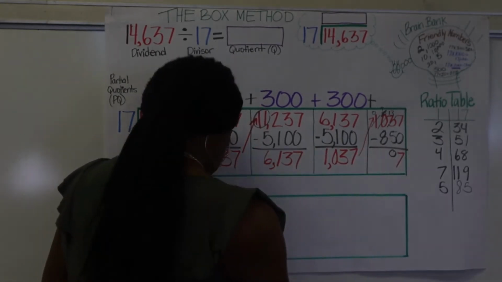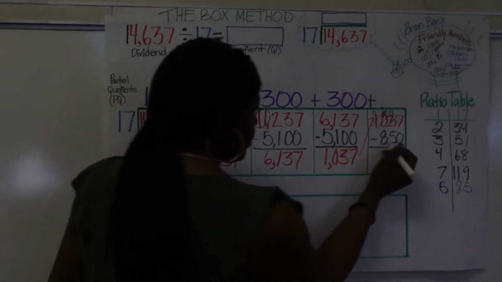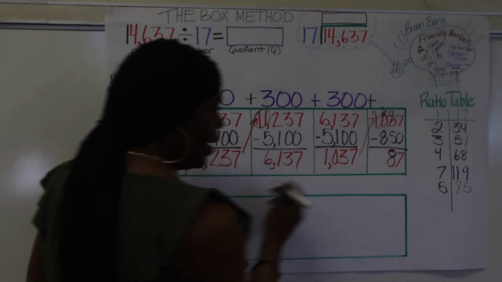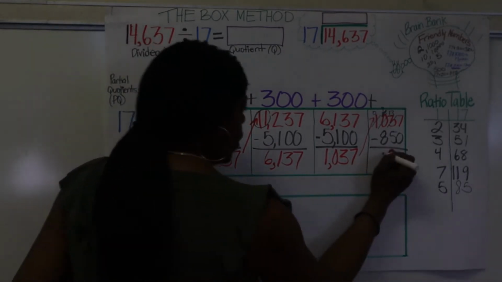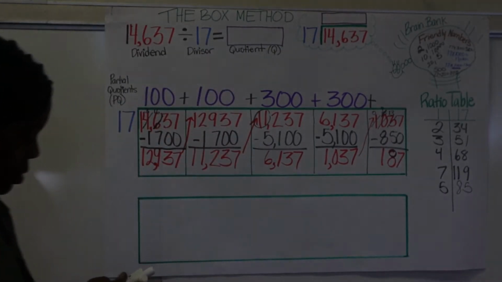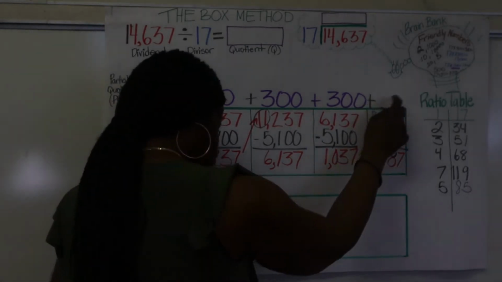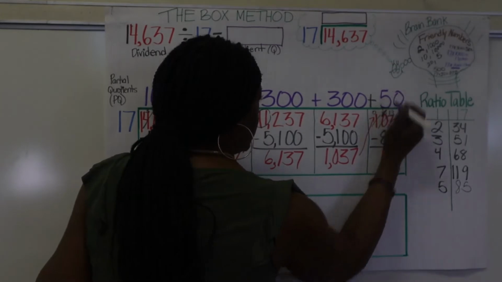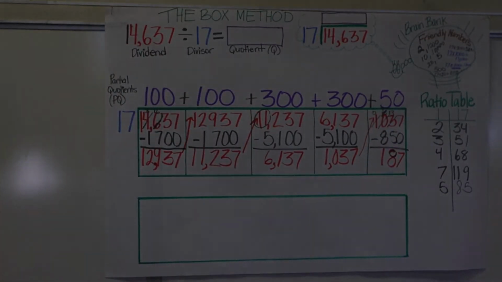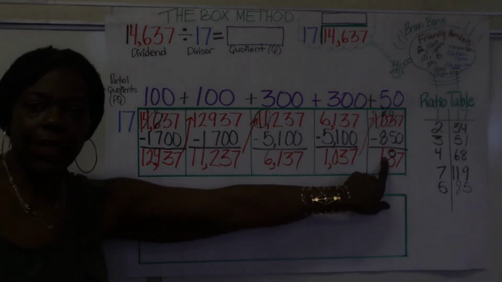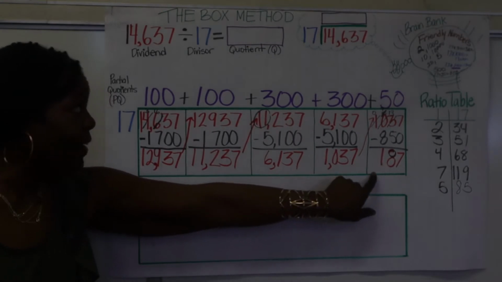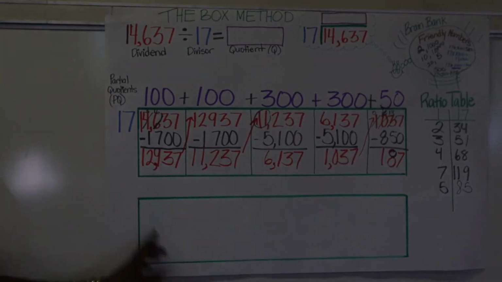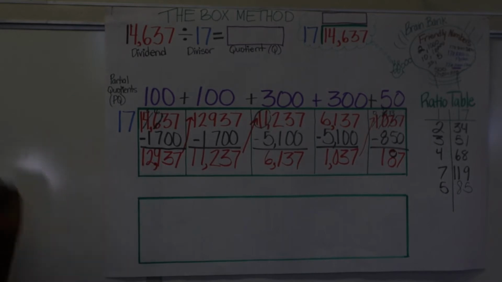8. And then 9 take away 8 is 1. Can I stop? No. What was my partial quotient up here? 50. Very good. So can I continue? Yes, because I have to keep going until my new dividend is less than 17, my divisor.